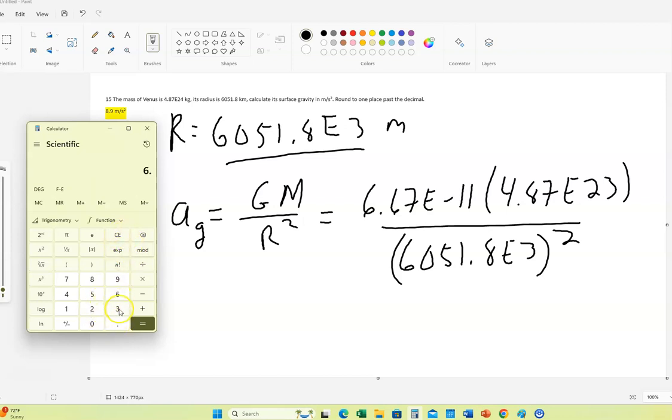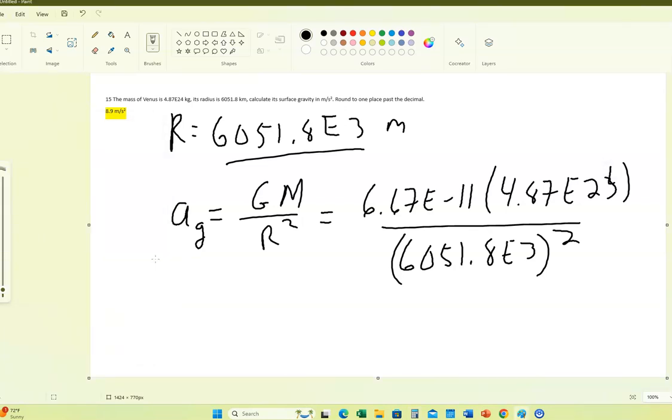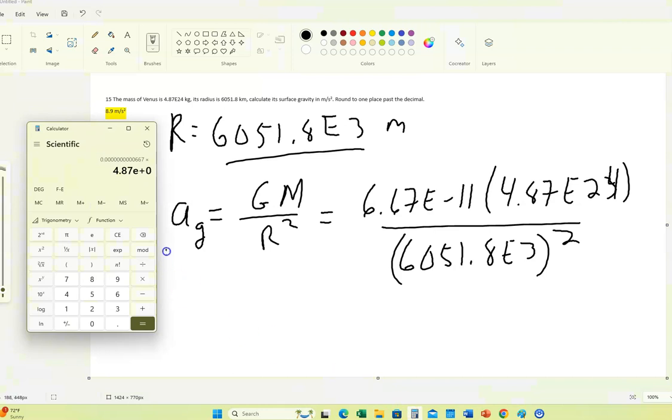So it's 6.67 times 10 to the minus 11th times 4.87 times 10 to the 23rd. I'm sorry, 10 to the 24th. Sorry, I wrote the wrong thing. I was thinking of Mars. Times 10 to the 24th. Yeah, I just realized that because it's Venus. All right, times 10 to the 24th. I'm glad I caught that.